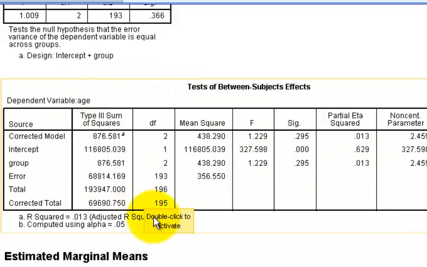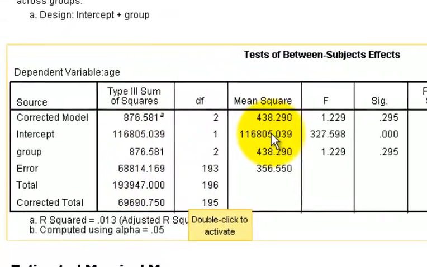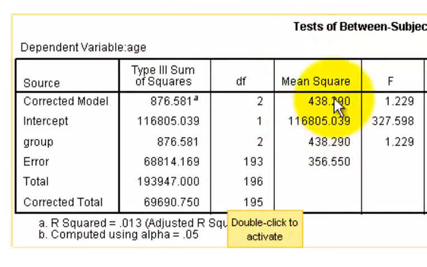And here is our ANOVA table, just like the one that you guys calculated by hand. Right? You got your sum of squares, degrees of freedom, mean squares, and you now know how to get that mean squares. You take the sum of squares divided by the degrees of freedom, and you get the mean squares. Isn't that amazing? And you know how to calculate this F. Right? You're going to take the mean squares of the between group, 438.290, and divide it by the error term of 3.56.